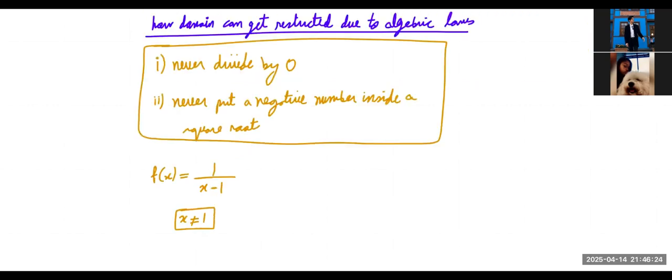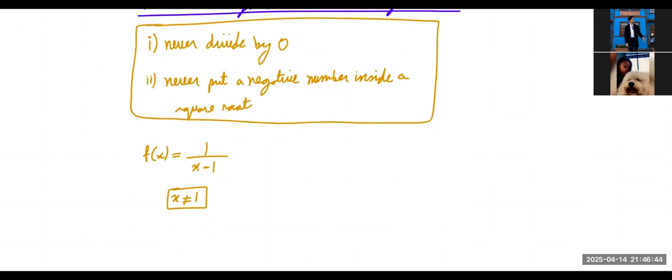If x becomes 1, what does the denominator become? Zero. Exactly. And what's the rule? Never divide by 0. That is why x can never be 1. Okay? So this is a domain restriction. X can be anything except 1. So the domain of this function is automatically going to be all real numbers except 1.